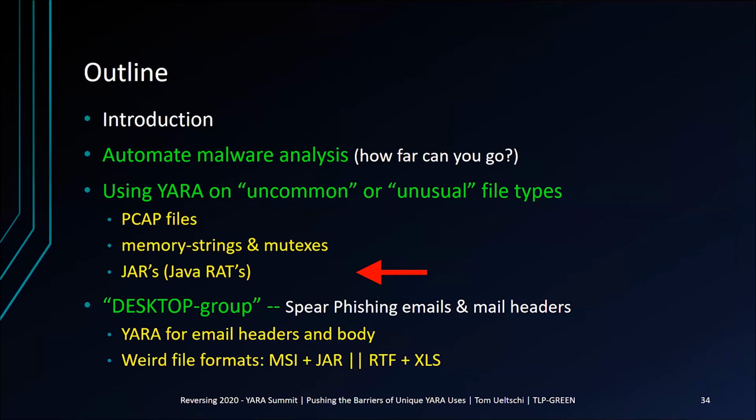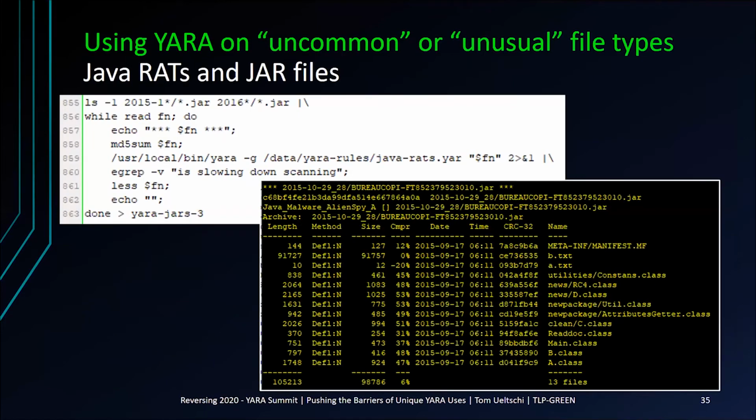Next, let's look at YARA rules for JAR files from Java RATs. Here are some bash commands, how I searched through my JAR files from 2015 to 2016. For each JAR file, which is basically just a zip file, I list the name, the MD5 hash, scan it with the Java RATs rules, and display the files inside the JAR or zip file. You can see the output on the bottom.